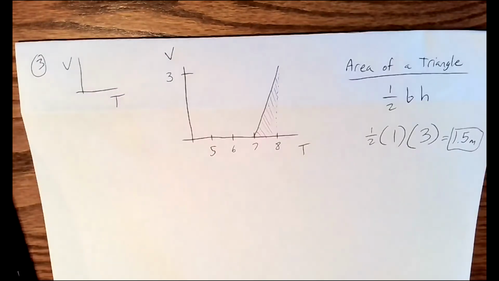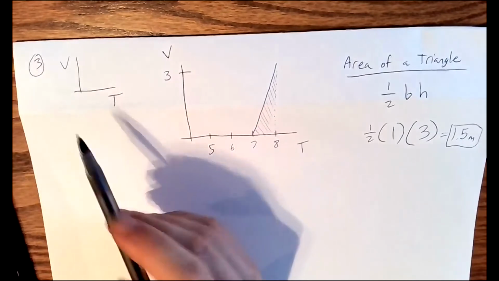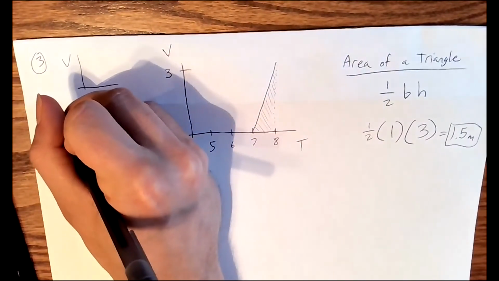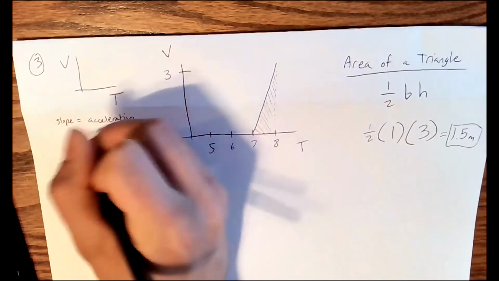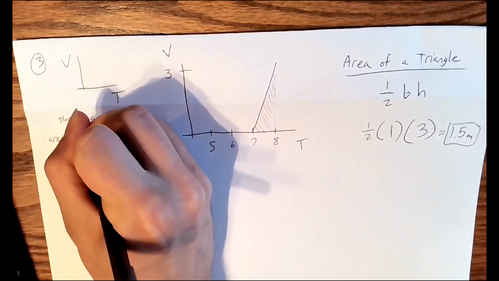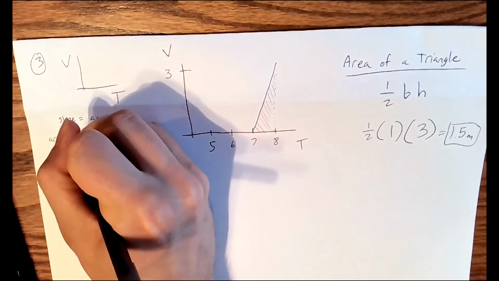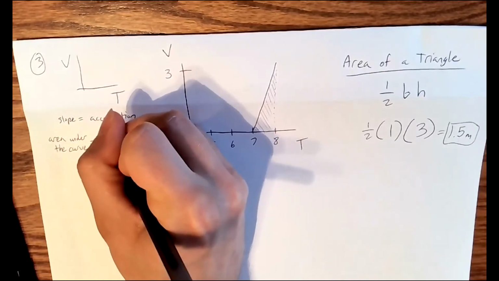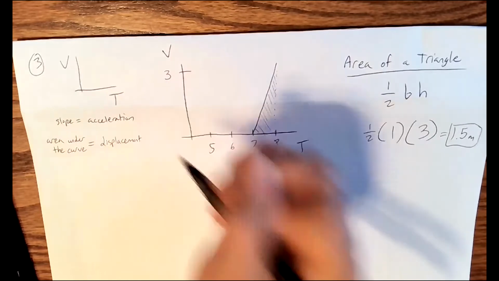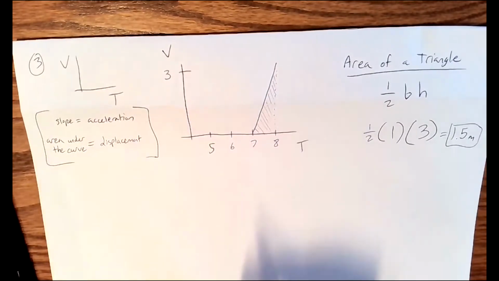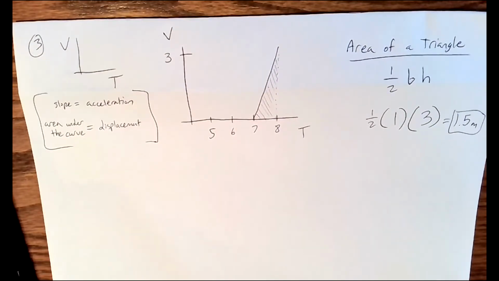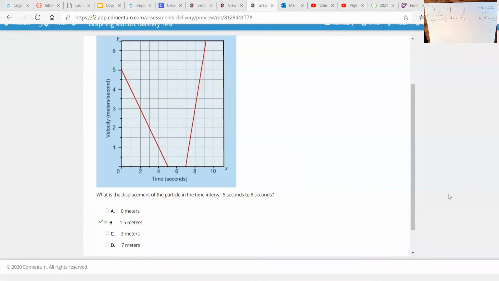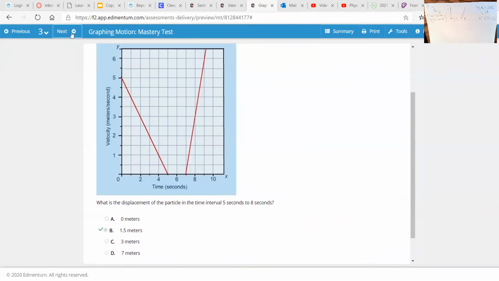for the displacement. So if you're given a velocity versus time graph, the slope equals the acceleration and the area under the curve is the displacement. And we will have more practice with that too. Next question.